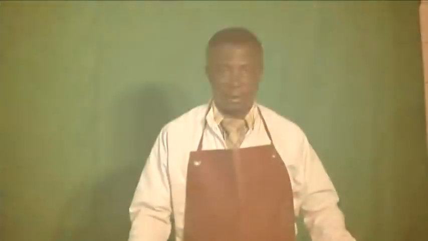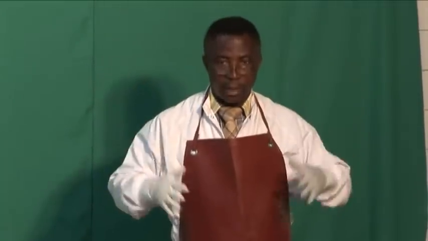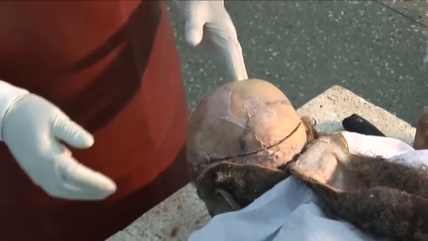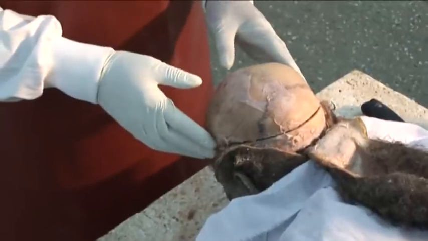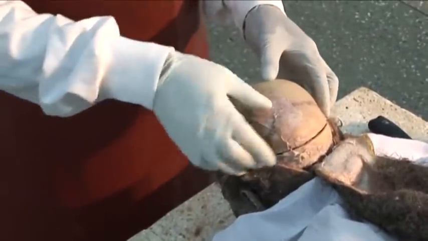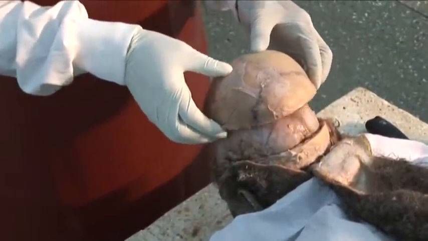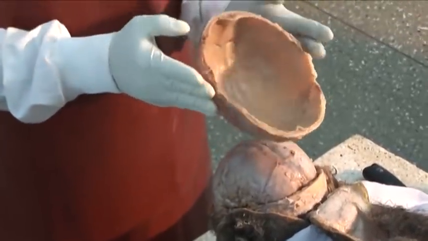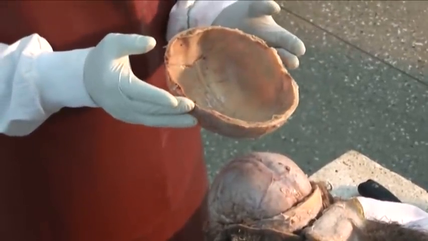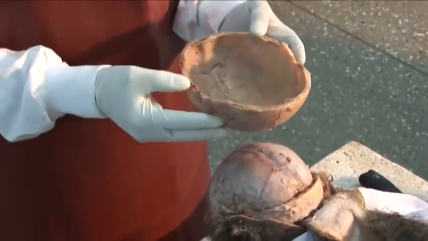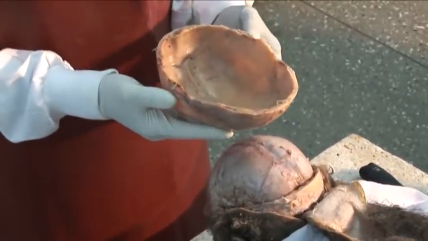Then your dressing: long sleeve, long lab coat, gloves, and then protective apron. So using a combination of these, you can cut around and then remove the vault of the cranial cavity, the calvarium.